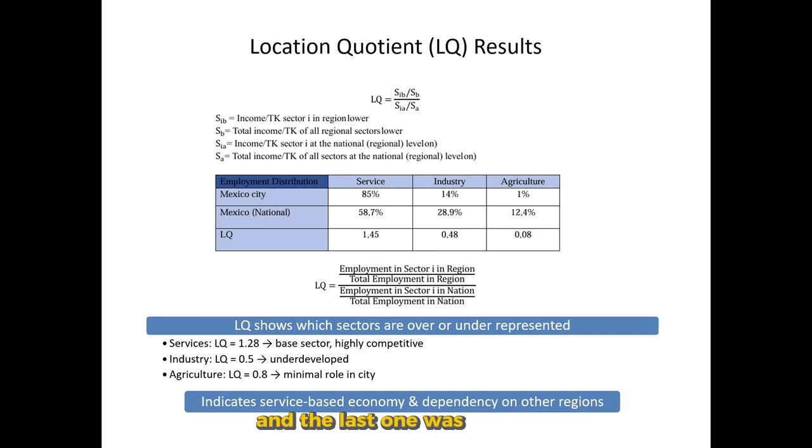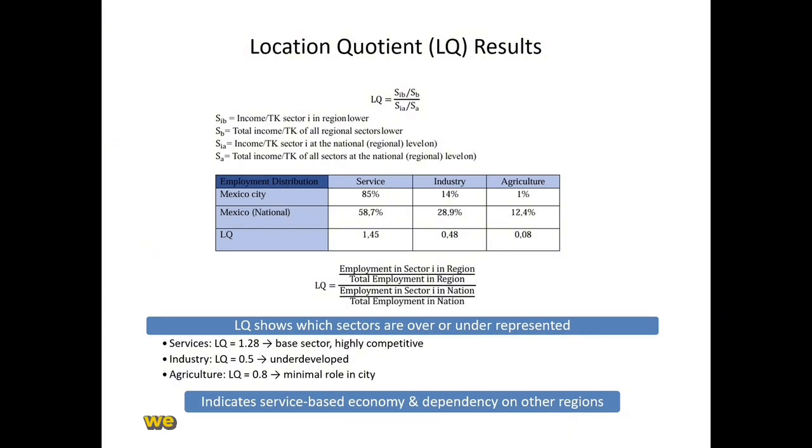And the last one was agriculture. The LQ was equal to 0.08. That means it was a non-base sector, or minimal, in Mexico City. So agriculture is almost non-existent in Mexico City compared to the national level. This sector is not a base sector and the city relies heavily on imports of agricultural products from other regions.